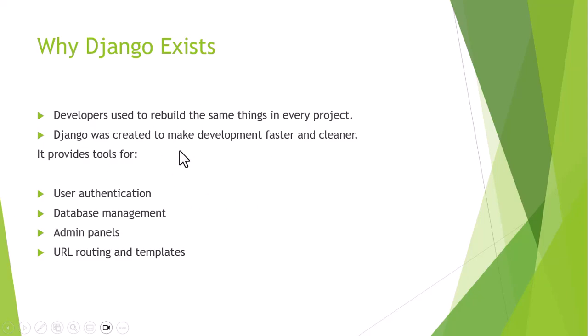It makes things faster and cleaner, so the development process becomes simple and faster. It also has tools like user authentication, which helps you manage users who are accessing the system, database management, admin panels, URL routing, and templates. URL is uniform resource locator. We are going to go through this as we create our first project today, so that you can understand them in action. But all of these features are provided by this beautiful framework called Django, built on Python.